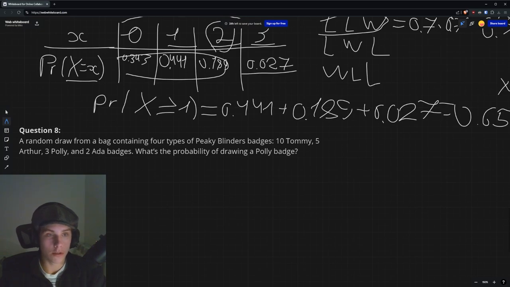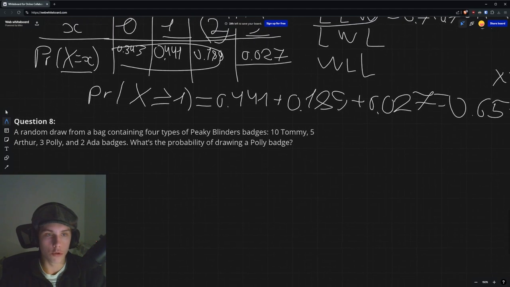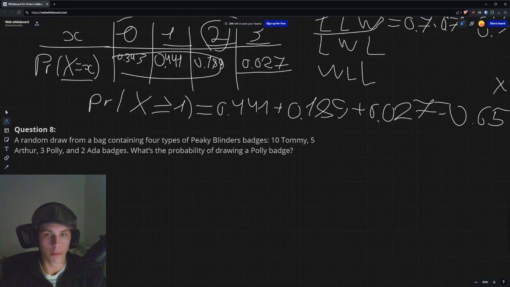Anyways, back to business. Question 8. A random draw from a bag containing 4 types of Peaky Blinder badges: 10 Tommy, 5 Arthur, 3 Polly, rest in peace Polly, and 2 Ada badges. What's the probability of drawing a Polly badge?